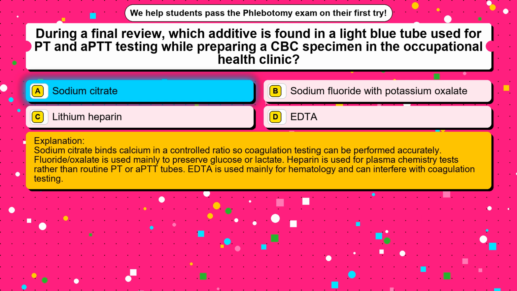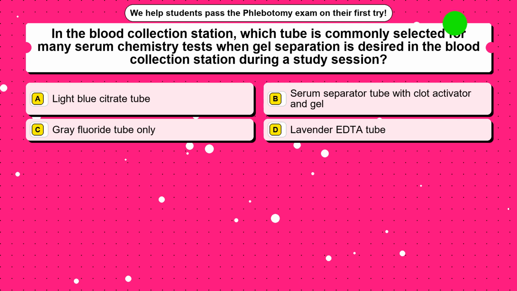Question 27. In the blood collection station, which tube is commonly selected for many serum chemistry tests when gel separation is desired during a study session? Option A, light blue citrate tube. Option B, serum separator tube with clot activator and gel. Option C, gray fluoride tube only. Option D, lavender EDTA tube.